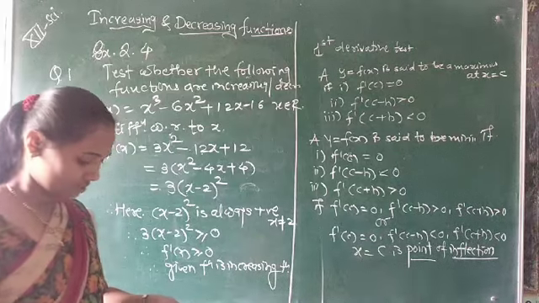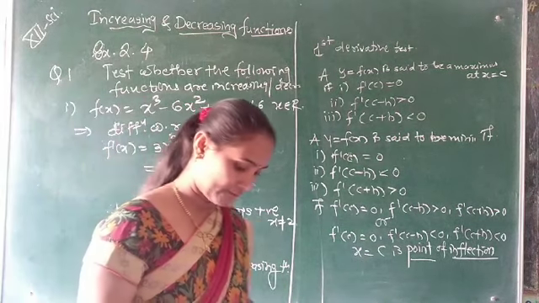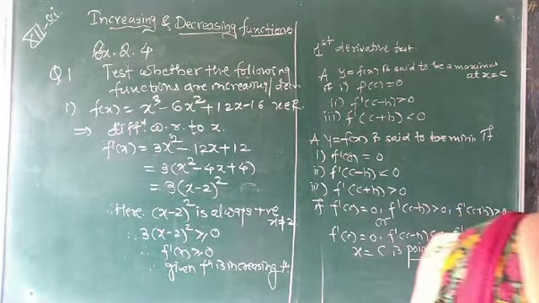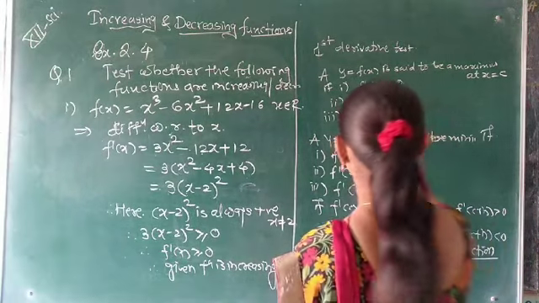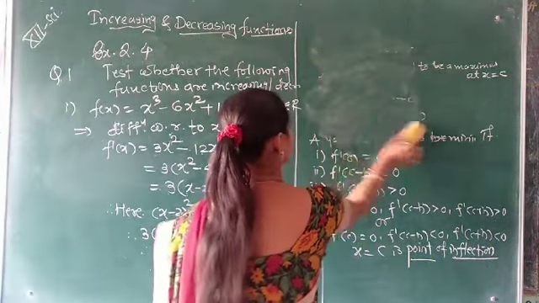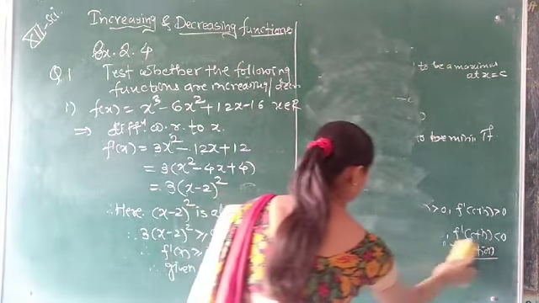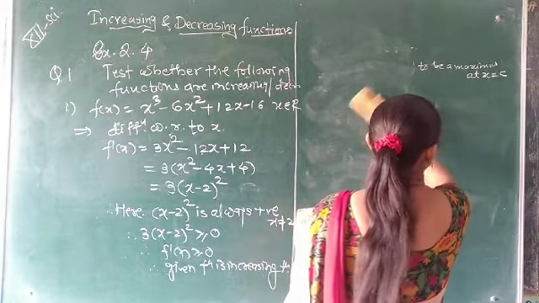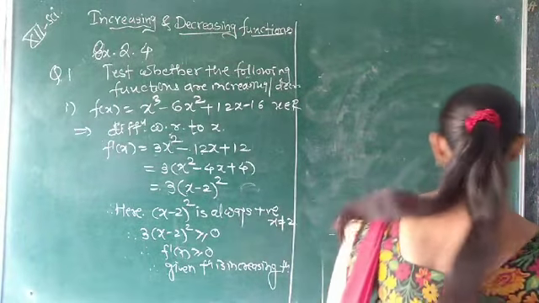Now see the next question. f of x is equal to 2 minus 3x minus x cube. Question second.